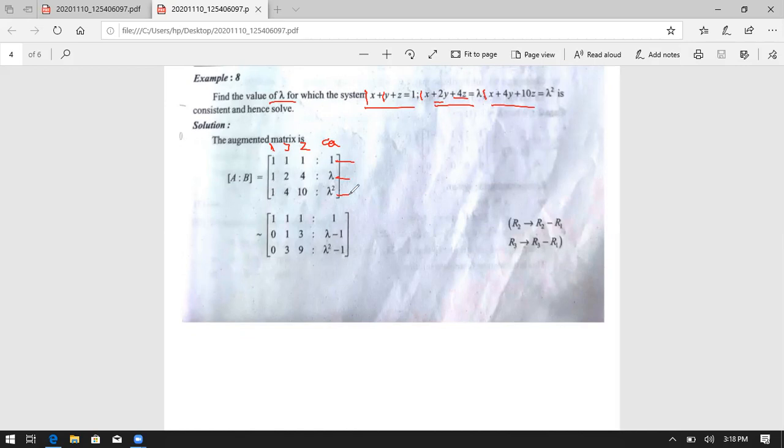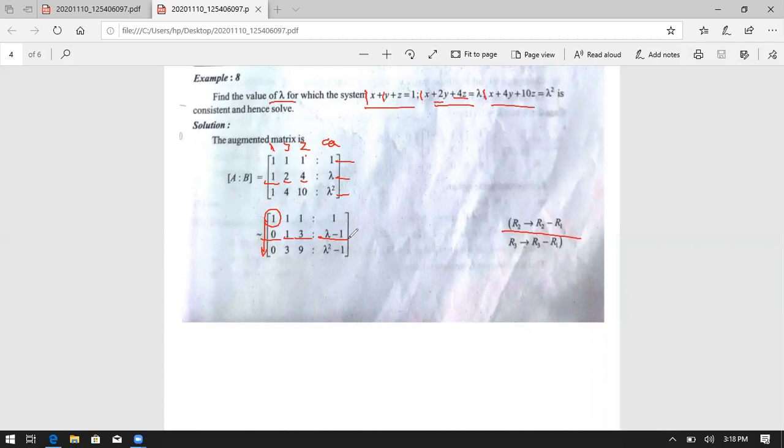Okay, next step is row reducing, that is the echelon form. First one is unity. After that, the leading entries are 0, 0. That's why we operate here: R2 equal to R2 minus R1. What is the R2 value? 1 minus 1 is 0. Next, second element: 2 minus 1 is 1. Next, 4 minus 1 is 3. Next here, lambda minus 1. That is R2 minus R1.